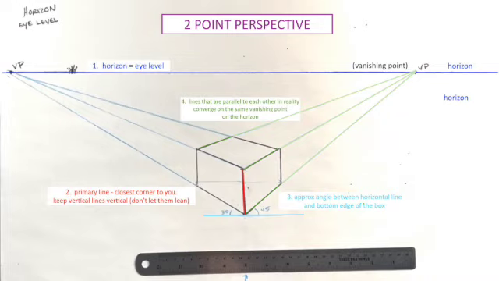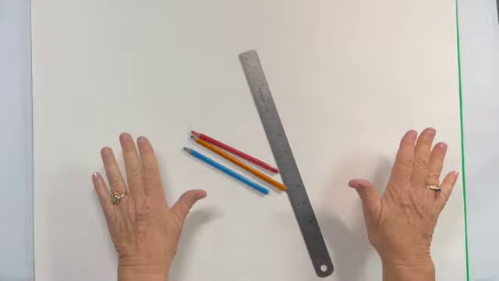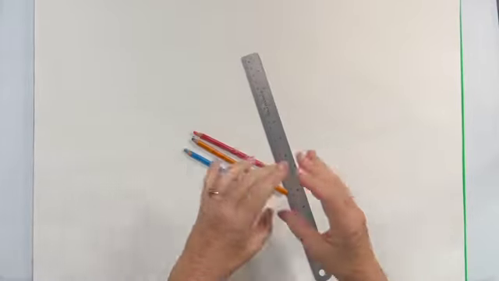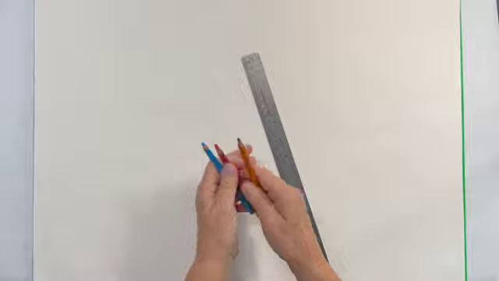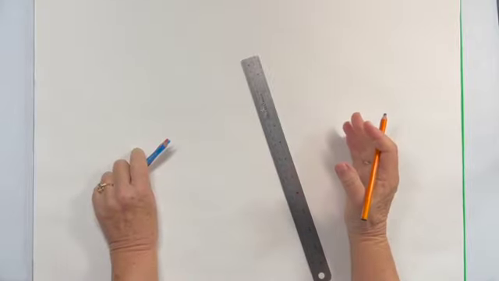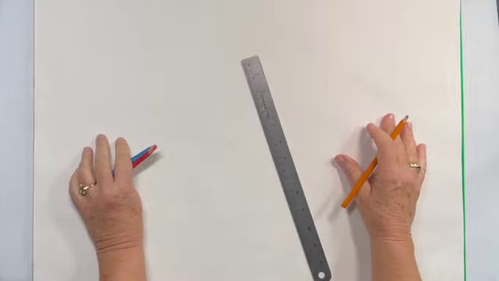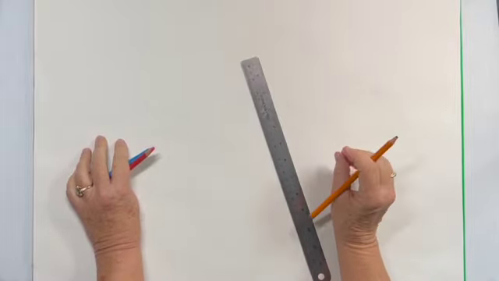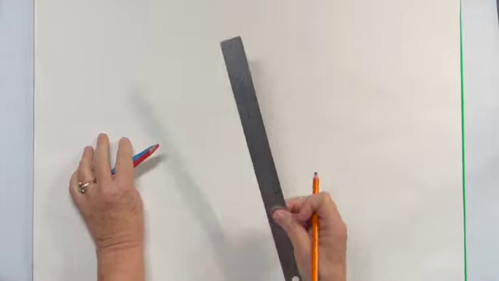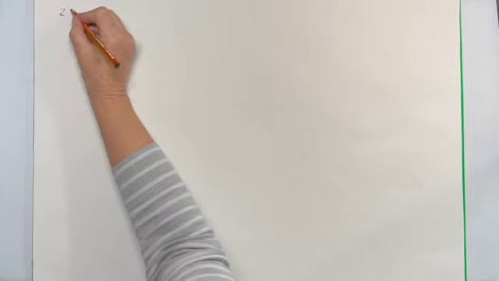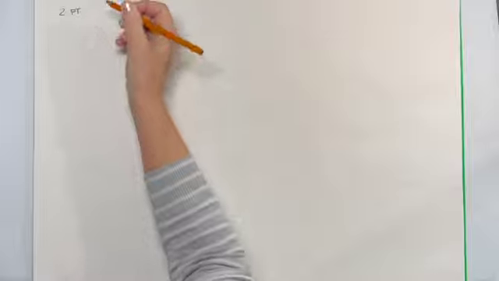step by step. Two-point perspective, how to create that illusion of something going off in the distance, like a box or a house, in two-point perspective. This is the most common perspective used. So, let's start here. Two-point perspective.